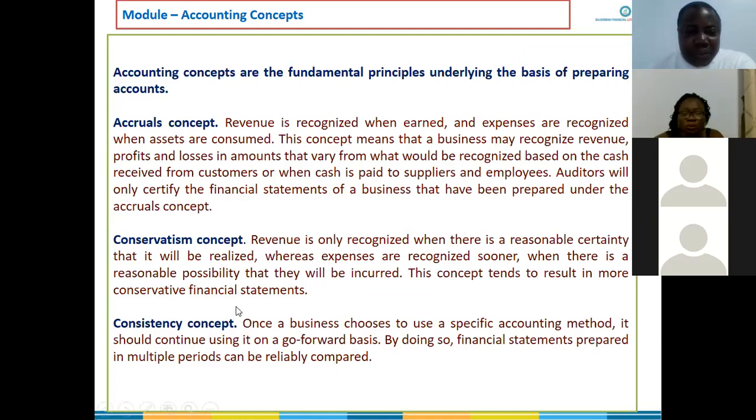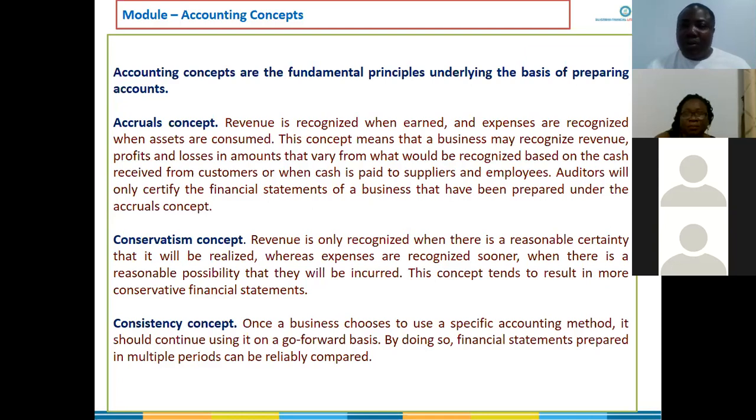Okay, so we are going to look at the consistency concept, the third one. Once a business chooses to use a specific accounting method, it should continue using it on a go-forward basis. By doing so, financial statements prepared in multiple periods can be reliably compared. I recently published an article on this consistency concept. I will give you the link so that you can read the article I wrote. The consistency concept says that when you choose one method for doing your accounts, you must apply the same method from year to year or from period to period. You shouldn't change. And if you have any reason to change, then you must provide a reason for the change and also the effects on the financial report.